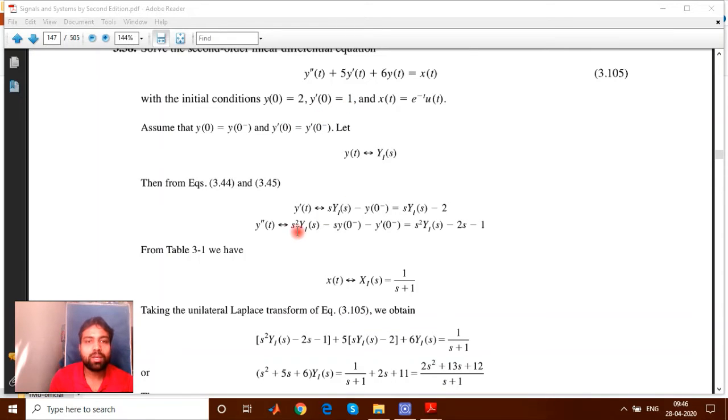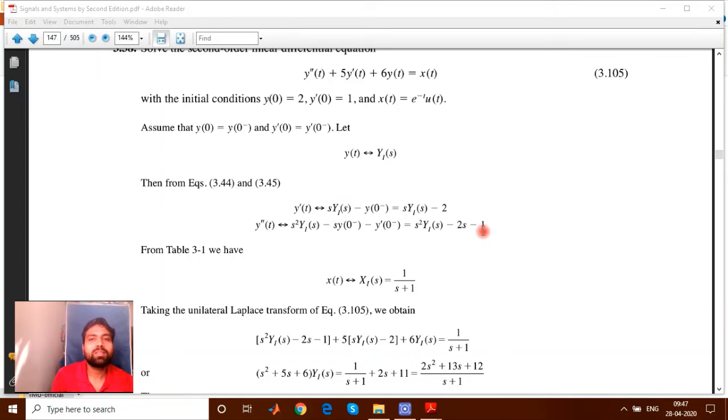So substitute s square Y(s), it is s, and y dash 0 minus has the same value. So putting all these values, it has become 2, it has become 1. So now the equation becomes s square Y(s) minus 2s minus 1. I hope you would be able to understand that. Finally, what we did, we have converted this section and this section into the S domain using the formula as well as the predefined values.